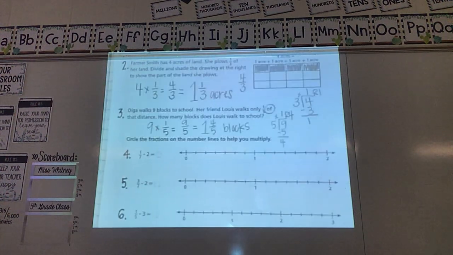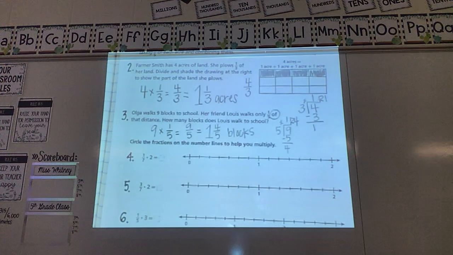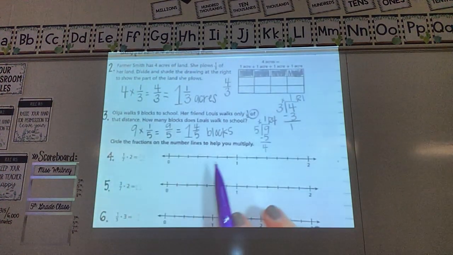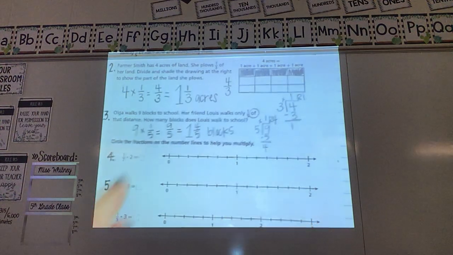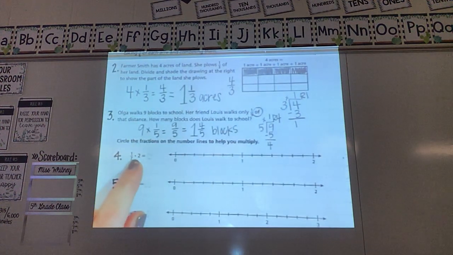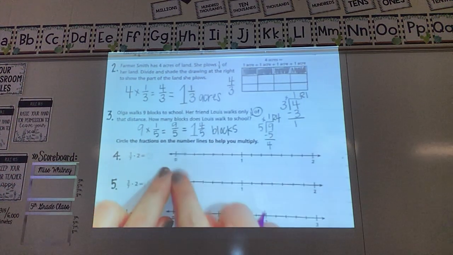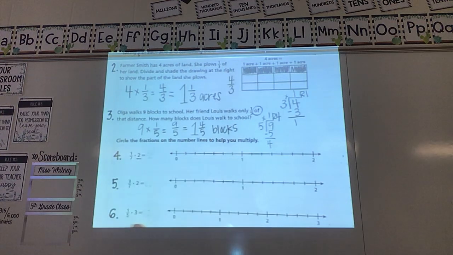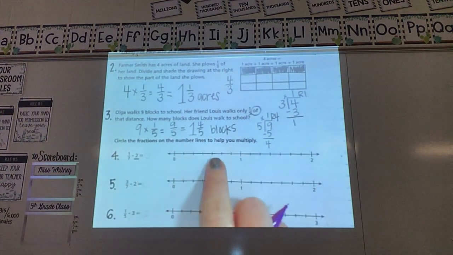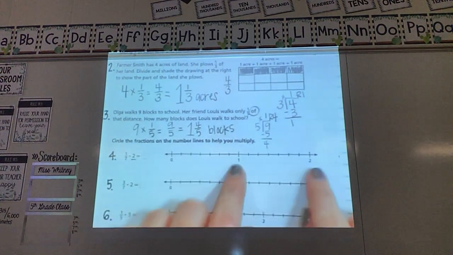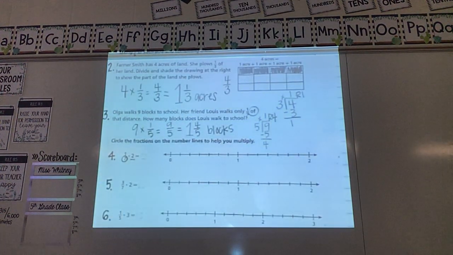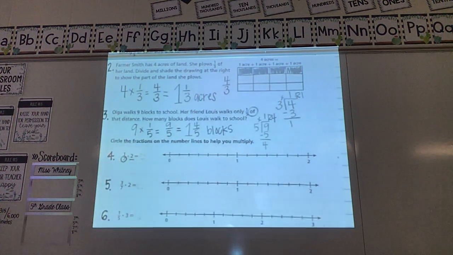Alrighty, down here at the very bottom, we have a few more pictures they want us to be able to use. So it says, circle the fractions on the number lines to help you multiply. And they're gonna give us the problem, 1/7 times 2. So they've given us a number line from 0 to 2 because that was our big number. And then they have chopped each section into 7 pieces because that was my bottom number. I need to circle 1/7 of each of those pieces.